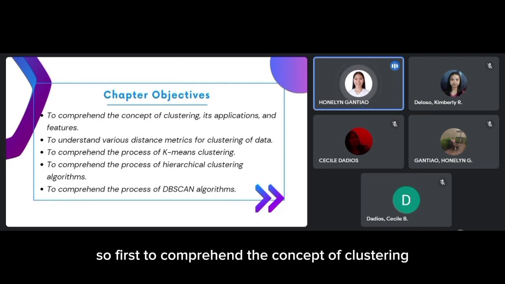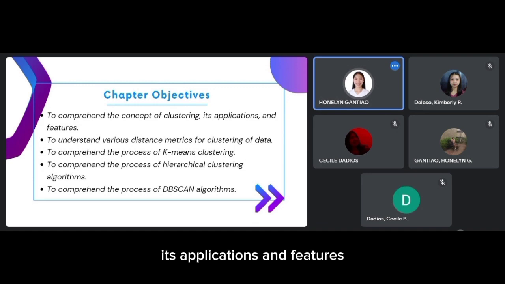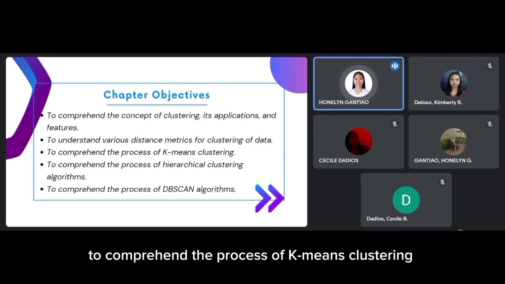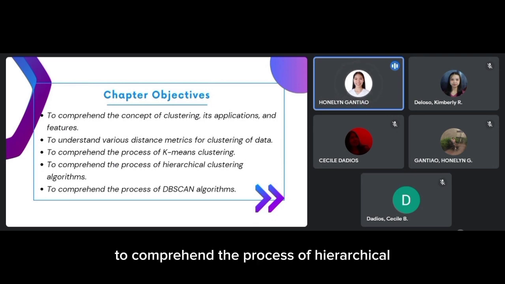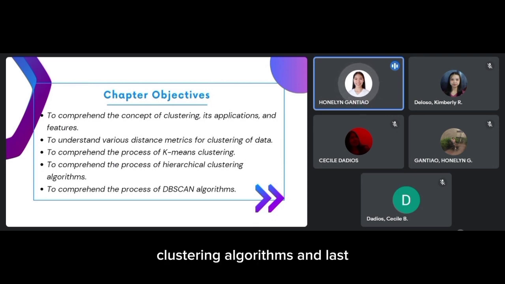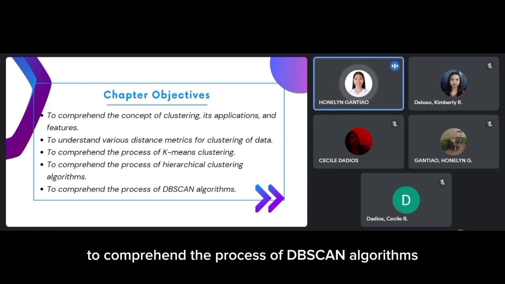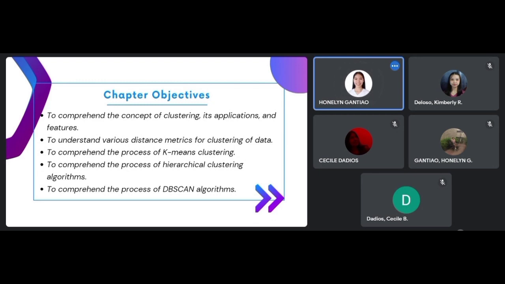First, to comprehend the concept of clustering, its applications and features. To understand various distance metrics for clustering of data. To comprehend the process of k-means clustering. To comprehend the process of hierarchical clustering algorithms. And last, to comprehend the process of DBSCAN algorithms.